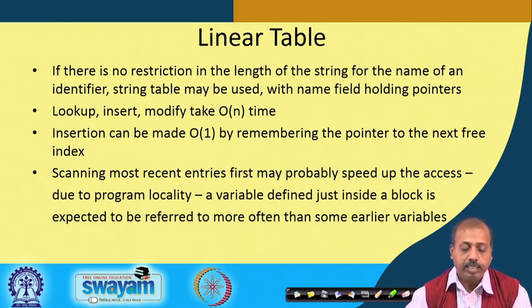Insertion can be made order 1 by remembering the pointer to the next free index. If you remember the next free index, then it is order 1, because you do not have to search for a free slot in the table. If you remember how many entries in the table are full, then the next insertion is at the next free slot.